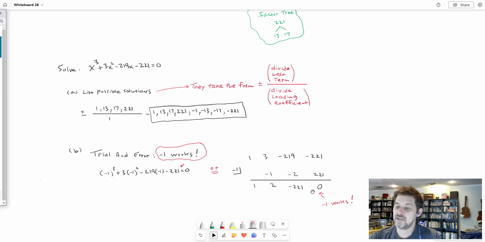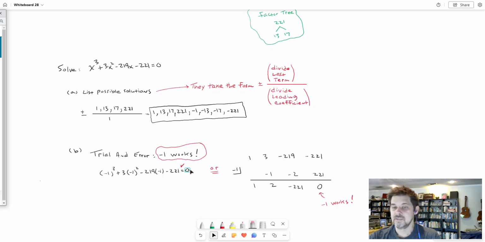And if I get that number there to be 0, it proves that -1 is actually a solution. If right there I get some other number besides 0, it means that whatever you put here to try out wasn't a solution. Okay? So if you put 13 right here, you wouldn't get 0, and it means 13 is not actually an answer.